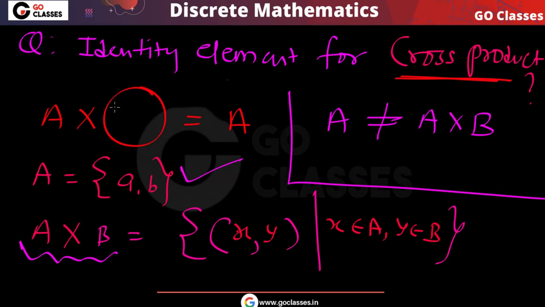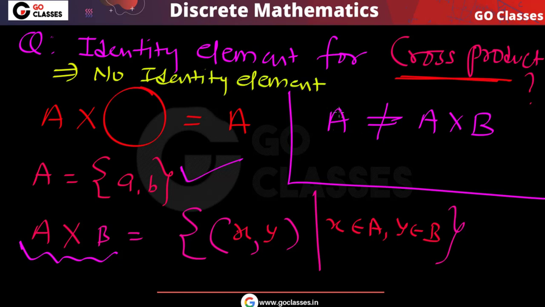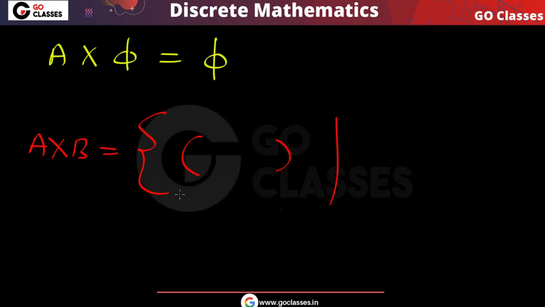So what is the identity element of cross product? The answer is no identity element exists. There is no identity element because A can never be the same as A cross B. Because what is the definition of A cross B? A cross B is basically a set of ordered pairs. You have elements in A, elements in B.